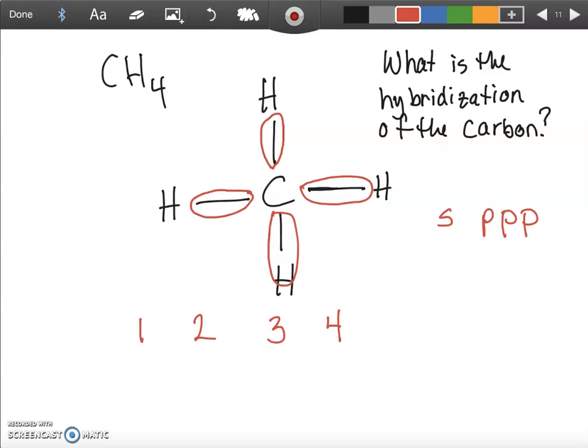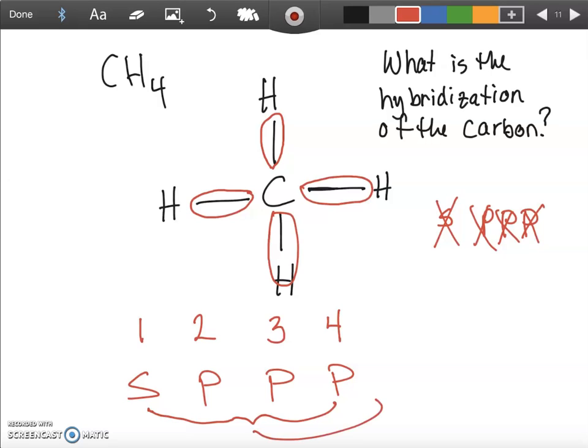So we're going to start with s. The first domain is obviously that s. The second domain is going to be that p. The third domain is going to be another p. And then the last domain is going to be the last p. So in order to get 4 electron domains, we have to mix 1 s orbital with 3 p orbitals, which means we're going to have an sp3 hybridization around that carbon.